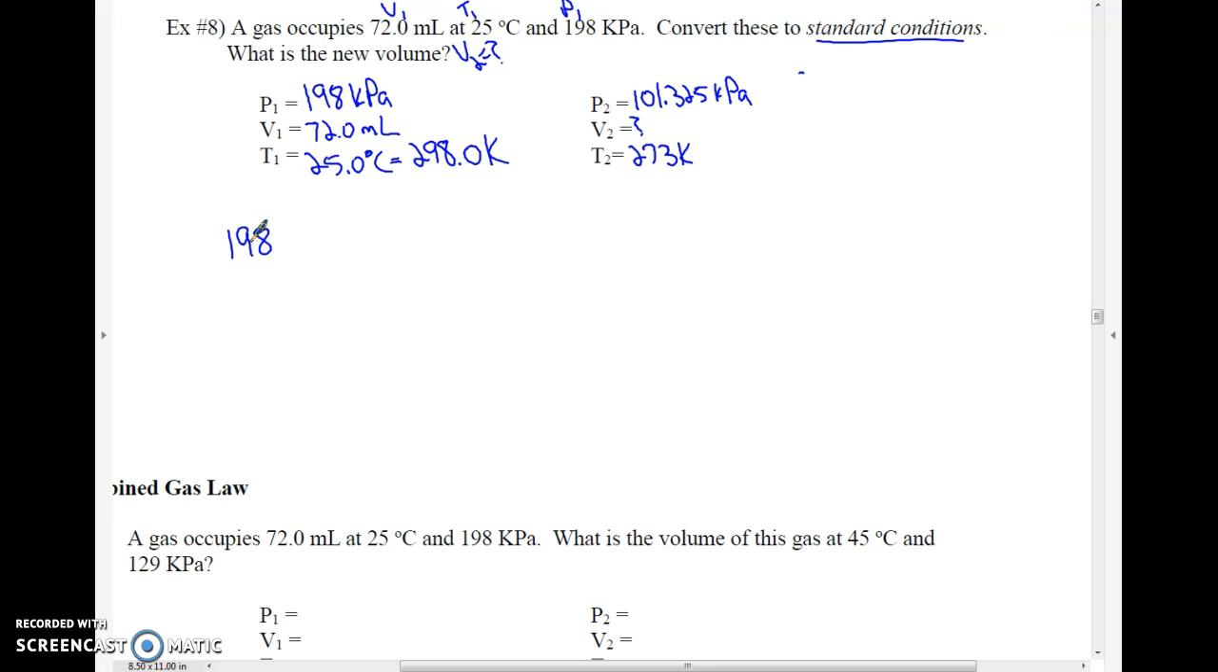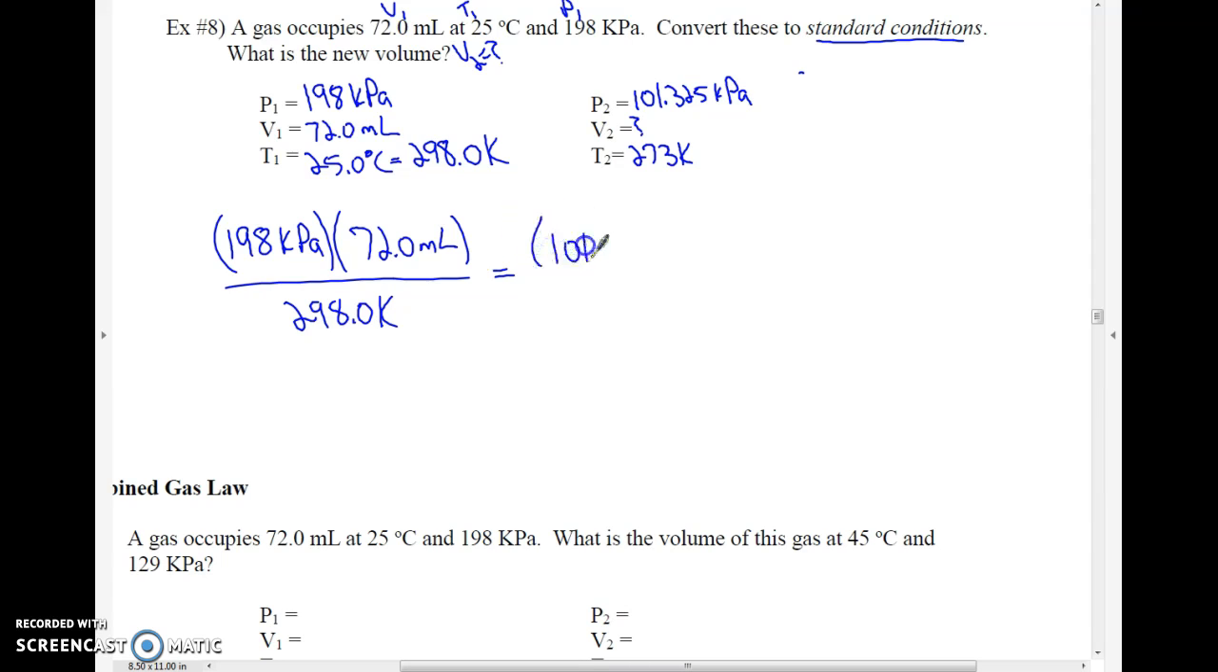I have 198 kilopascals as P1. V1 is 72.0 milliliters. T1 is 298.0 Kelvin. P2 is 101.325 kilopascals. I am solving for V2, and T2 is 273 Kelvin.